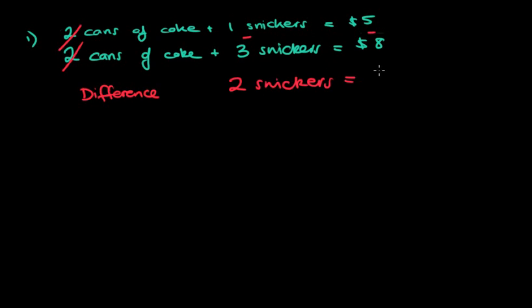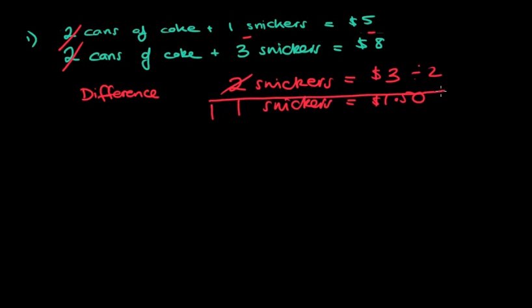And if I find the difference of the cost, I would find out those 2 Snickers would have cost me $3. So if 2 Snickers cost $3, then 1 Snickers would obviously cost half of that, which would be $1.50. We can divide it by 2 to find that answer. So I've now found the value of what 1 Snicker is.